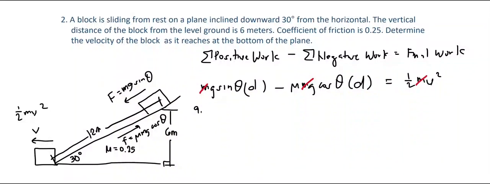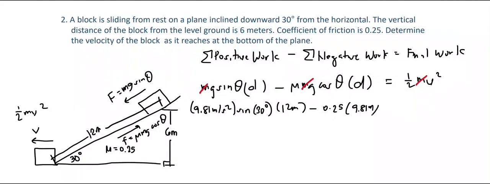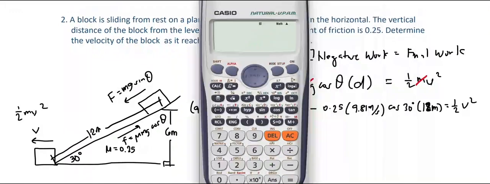So we have g equal to 9.81 meters per second squared times sine of theta of 30 degrees multiplied by distance d of 12 meters, minus mu of 0.25 times g times cosine of 30 degrees times d, equal to 1/2 v squared. Now let's put this into our calculator.